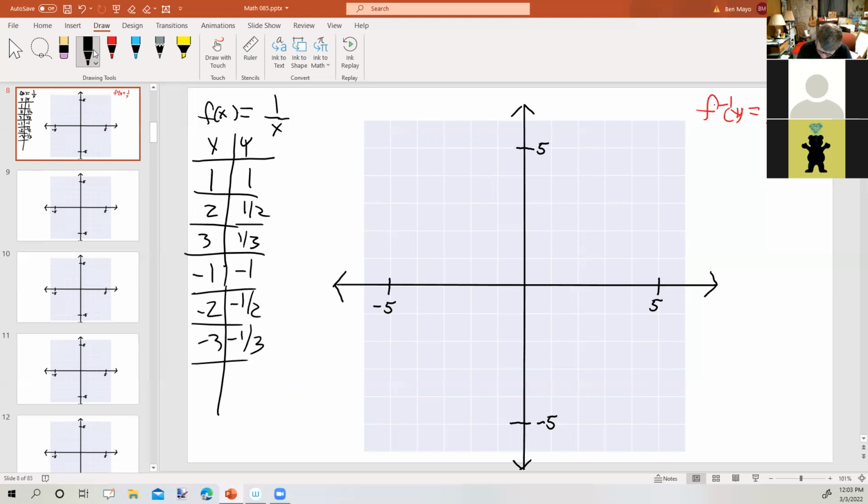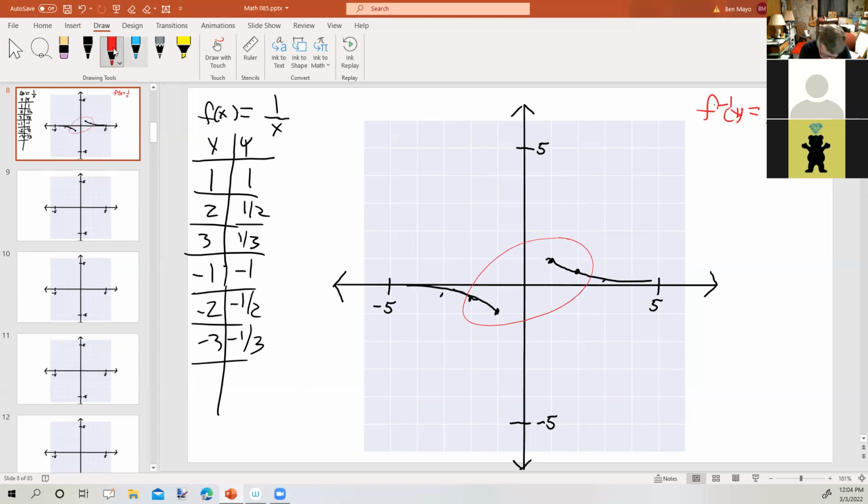Let's see what I get graphing that. 1, 1 is there. 2, 1/2 is there. 3, 1/3 is there. -1, -1 is there. -2, -1/2 is there. -3, -1/3 is there. So this little piece is going like this, and this little piece is going like that. What happens right in here?